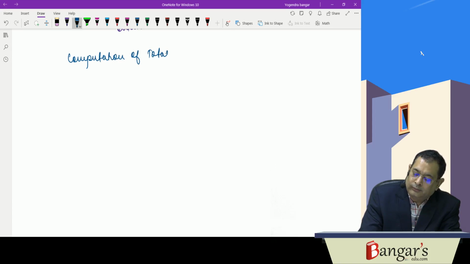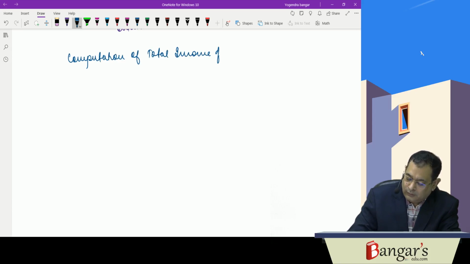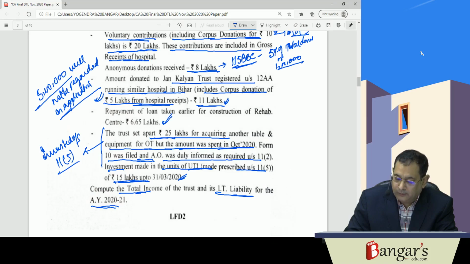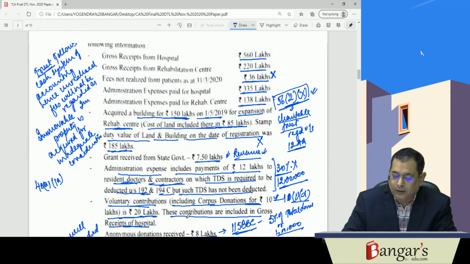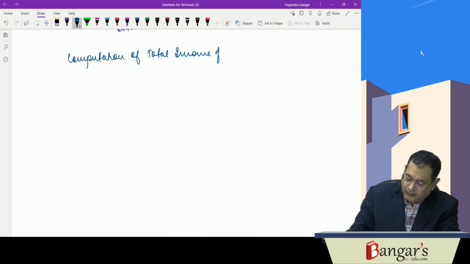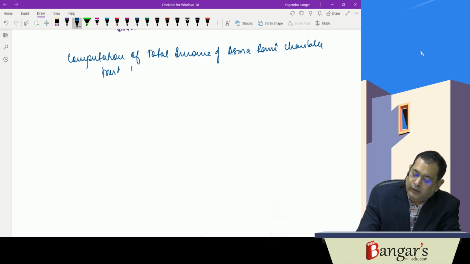Total income of Asma Rani Charitable Trust and tax liability. Okay.